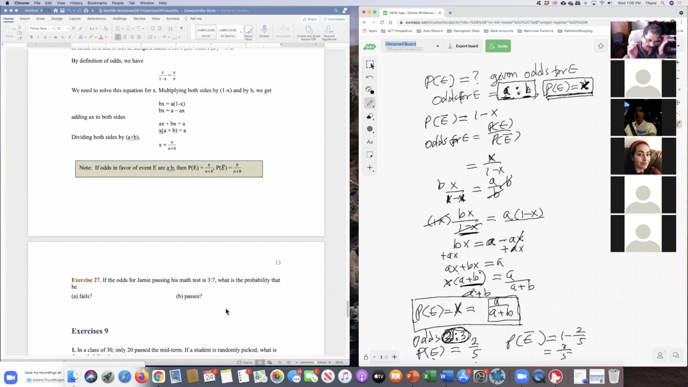Okay, so let's see if you can answer this one. Exercise 27. It's the same two students answering all the questions. The others should participate too.